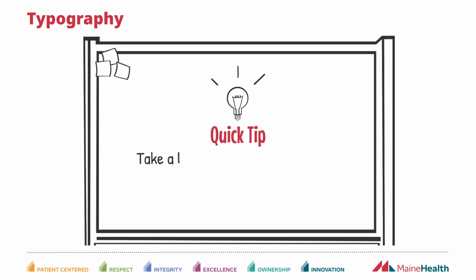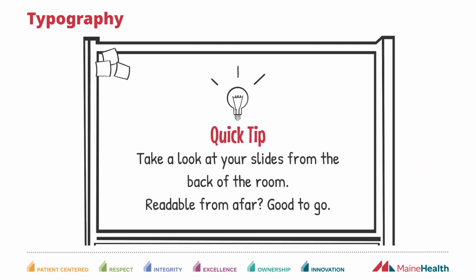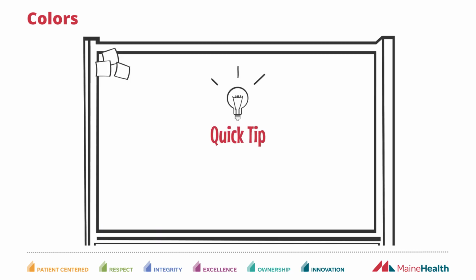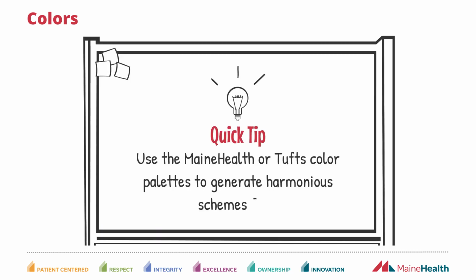Quick tip, take a look at your slides from the back of the room. Readable from afar? Good to go. Keep colors simple. Use 3 to 4 on the same palette. Vibrant for playful, darker for professional. 1 primary plus neutrals work best. Quick tip, use the Maine Health or Tufts color palettes to generate harmonious schemes fast.